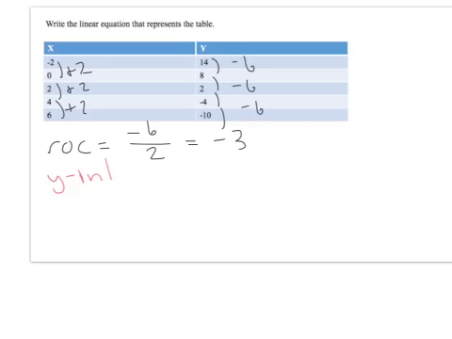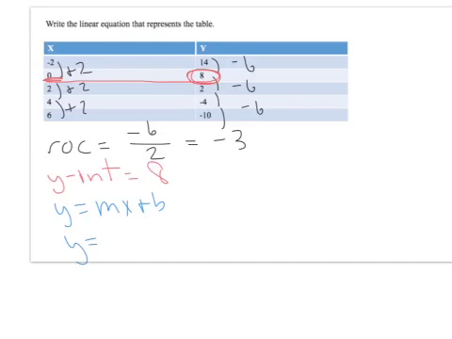Our y-intercept is when x is equal to 0. So find x equals 0 and go across from it. So our y-intercept is 8. And then we're going to write our equation. So y equals, our rate of change is negative 3x. Our y-intercept, so plus 8. So y equals negative 3x plus 8.